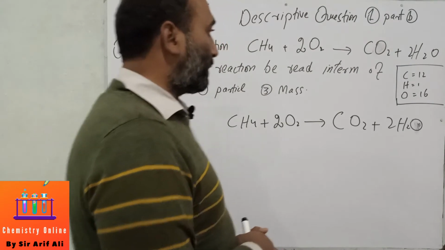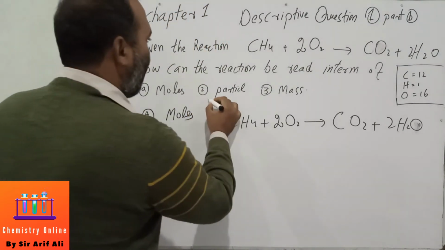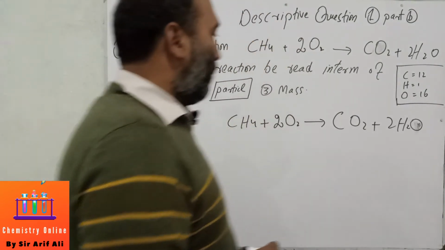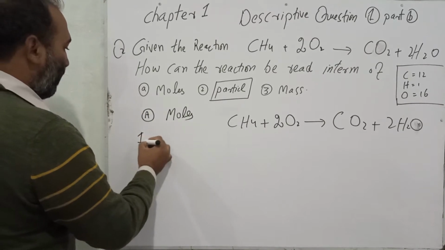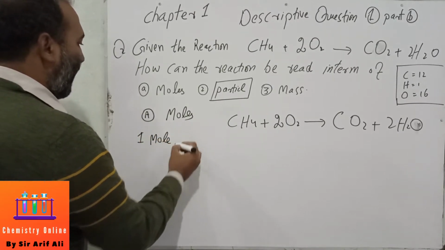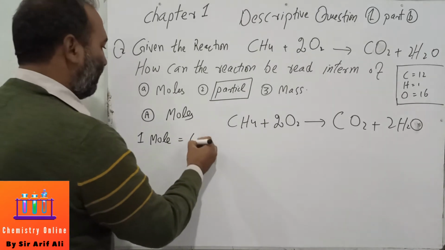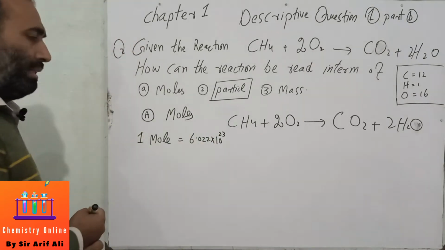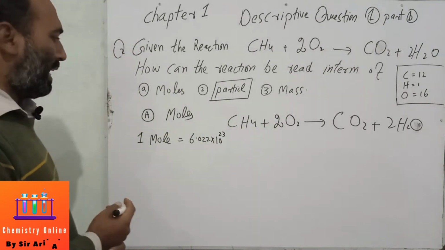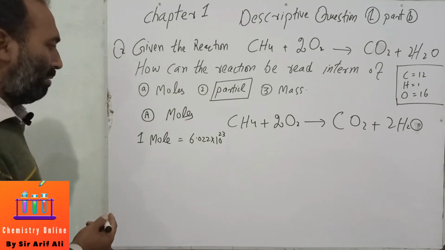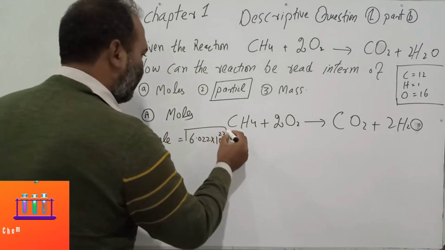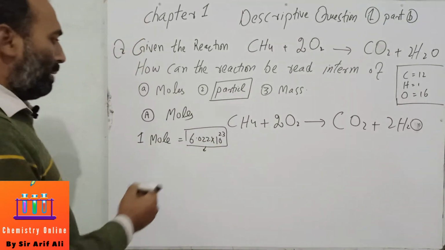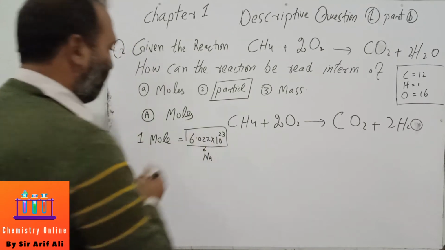Now, the second part of the question is, how can we read this reaction in terms of particles? We know that 1 mole of any substance contains this much particles, 6.022 times 10 raised to the power of 23. Sometimes they write it 6.023, whatever the case may be. This number is constant and this number is called the Avogadro number, and we represent this number with Na.